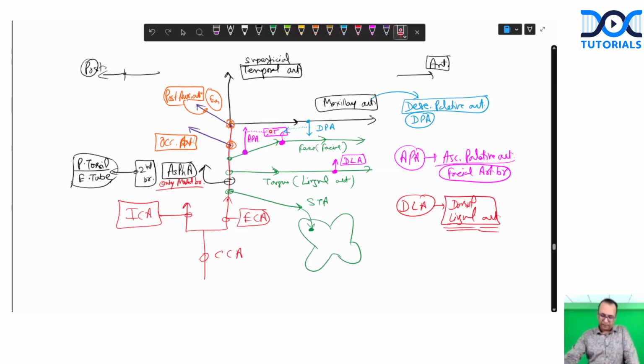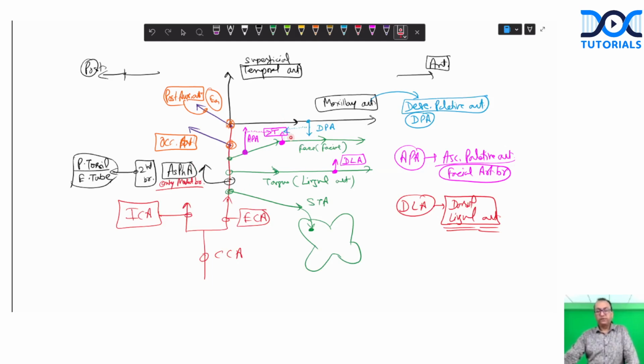So how many arteries have supplied tonsil? Number one, facial artery direct branch. Number two, ascending palatine. Number three, descending palatine. Number four, dorsal lingual, branch of lingual. And number five, ascending pharyngeal artery. So it is such a vascular tissue. Yes, that is why when you do tonsillectomy, you have to be careful. These arteries can bleed. So you have to ligate them properly.